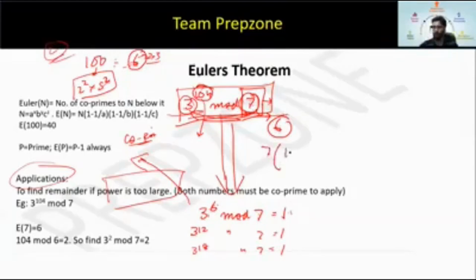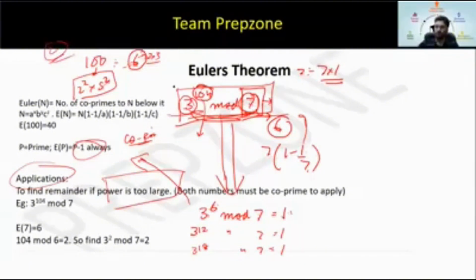Because Euler is 7 into 1 minus 1 by 7. Why this? I just now told you. Factorize it. What is the factorization? 7 into 1 and 7 into 1 minus 1 by 7. Or you can also say that 7 is a prime number, hence this will be p minus 1. Yeah, that I'm coming to. Wait. Don't worry. Till here, is it clear?